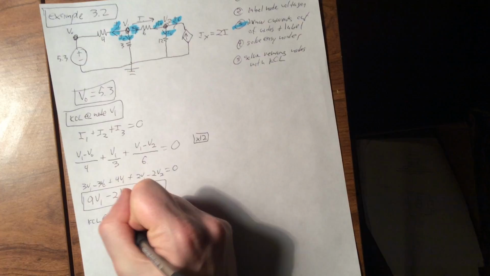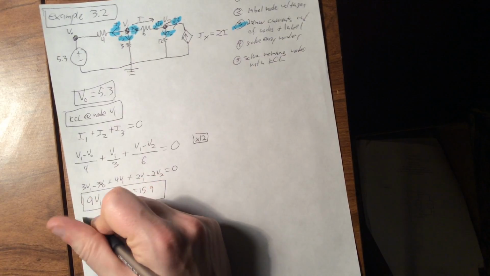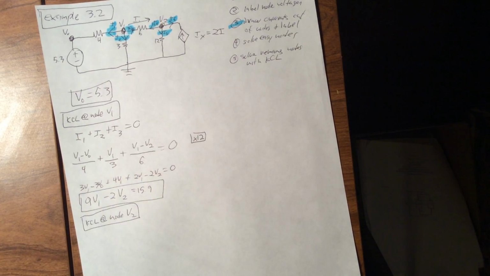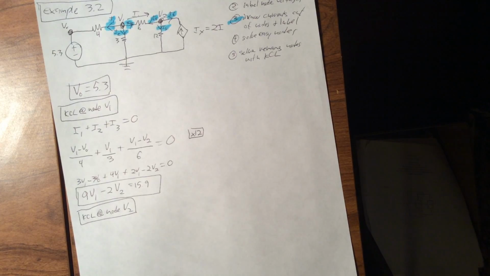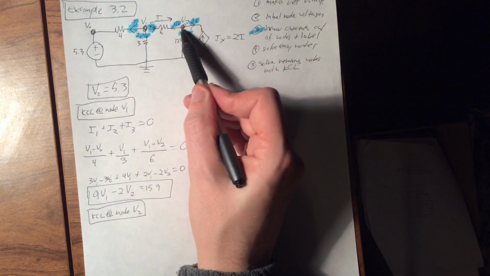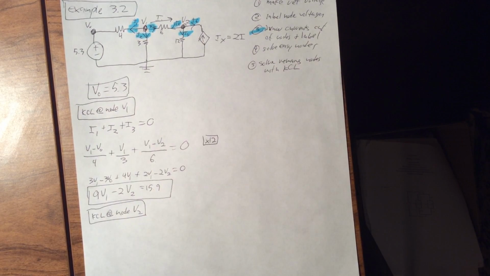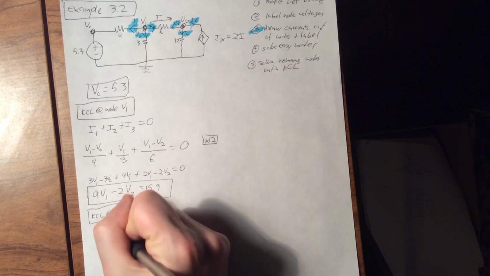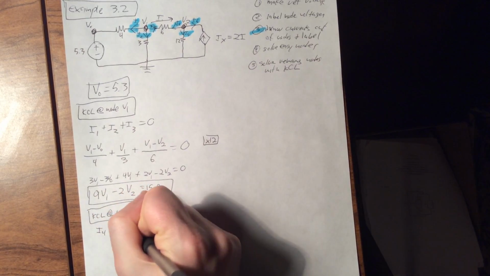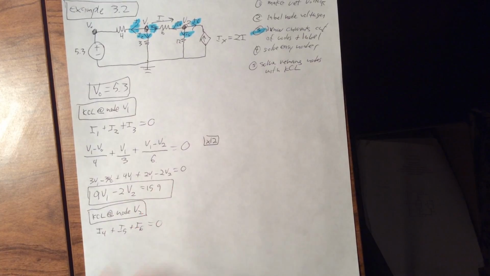KCL at node V2. All right, we're going to move to our next node here. Next node is right up here. And for V2 we're going to have I4 plus I5 plus I6 equals 0.